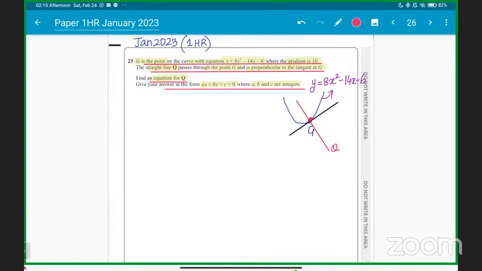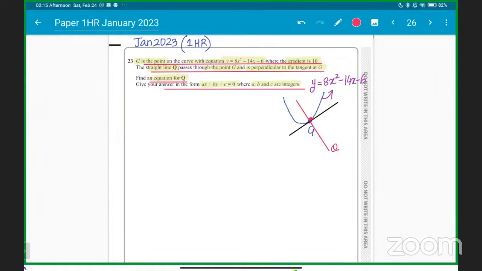Follow very carefully. Is everyone understanding the diagram at G? Can I get a response? You must understand the diagram. The straight line Q is passing, making a tangent at G, and it is perpendicular. Perpendicular always means that a 90-degree angle will be forming there, okay? A 90-degree angle will be forming there, sir.